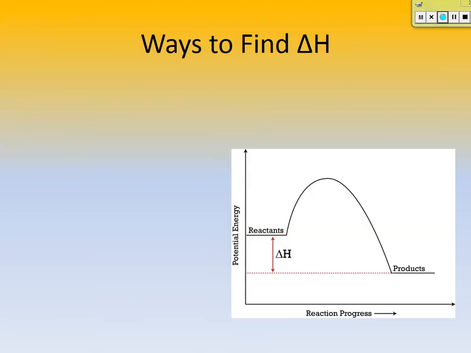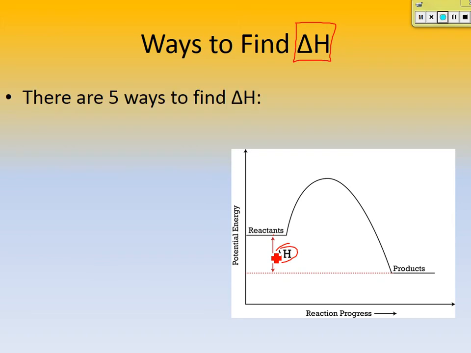We're going to talk about, for the rest of the chapter, different ways to find delta H. So we really want to find delta H. There's a lot of different ways you can do that. Again, delta H is from the reactants to the products, it's this change in heat energy. So we're really concerned about how to find it. Well, there's 5 ways to find delta H. So please write these down in your notes.